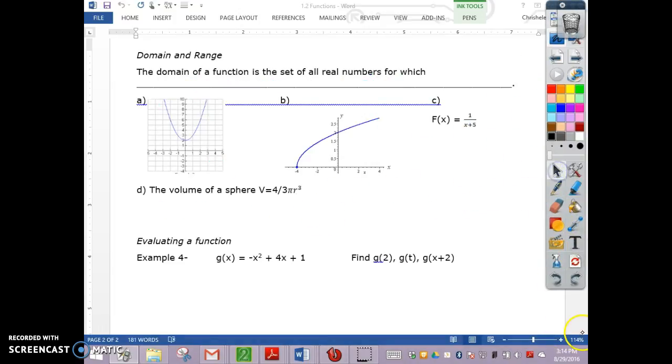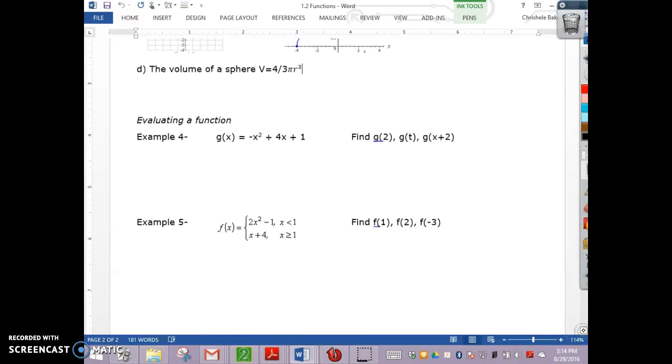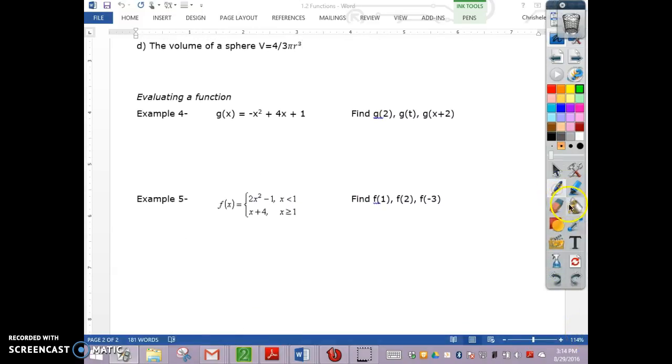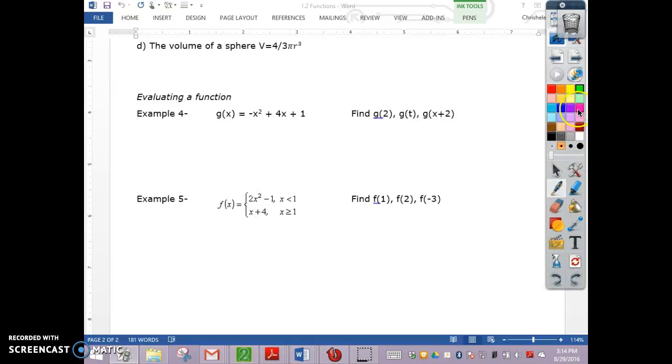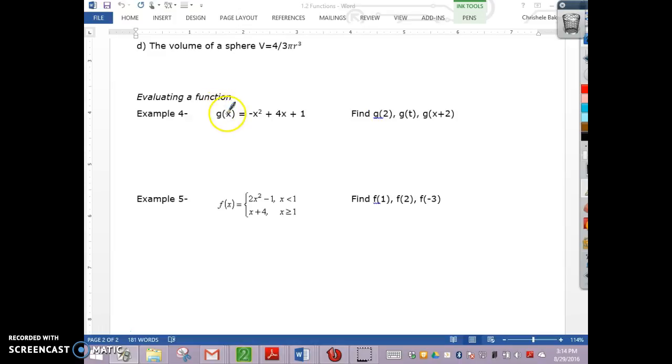Okay, last section is evaluating a function. So I have two different kinds of functions here for you. I have just a regular old polynomial, and then I have what we call a piecewise function. So the first thing they ask me to do is find g of 2. So instead of an x, I'm going to put a 2.